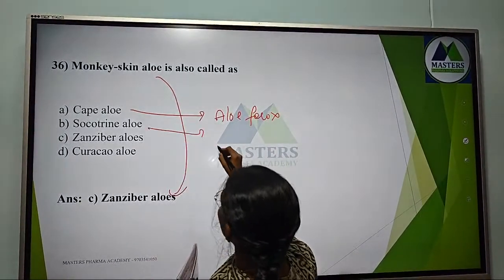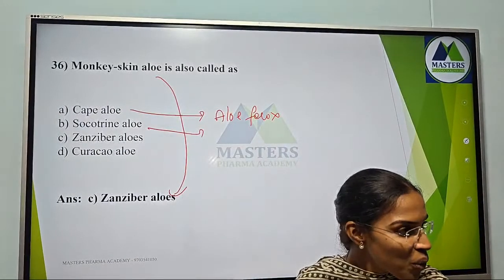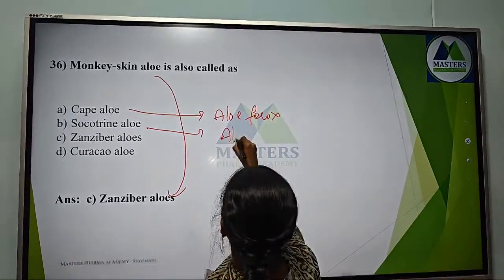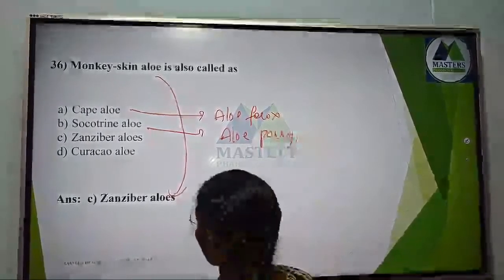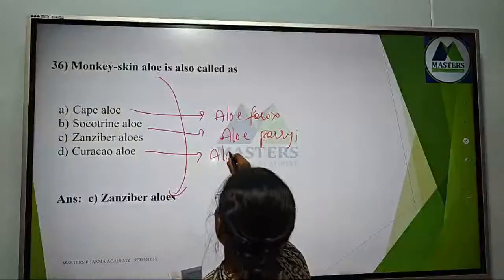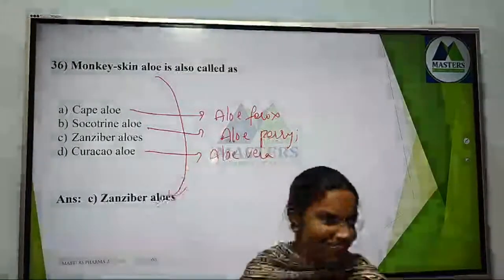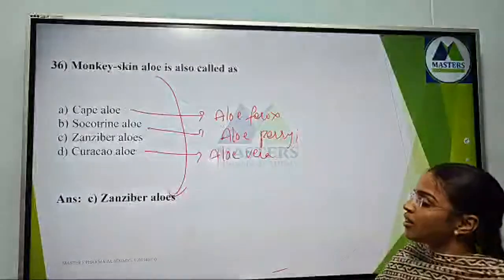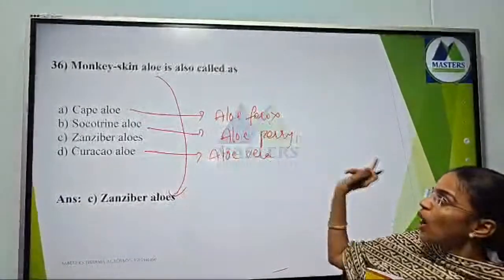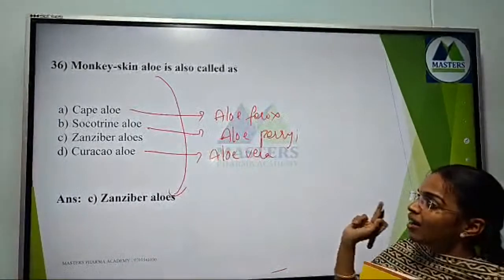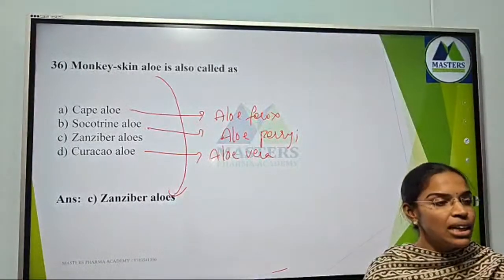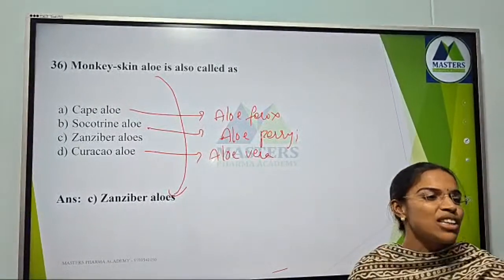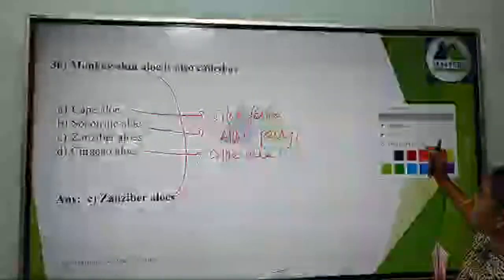Socotrine aloe? Aloe perryi. Yes, very good. Socotrine aloe is also known as aloe perryi. Curacao aloe is known as aloe vera. So Zanzibar aloe is monkey skin aloe, Cape aloe is aloe ferox, Socotrine is aloe perryi, and Curacao aloe is aloe vera. These are just different brands of aloe. Please remember all these names, they are very, very important.